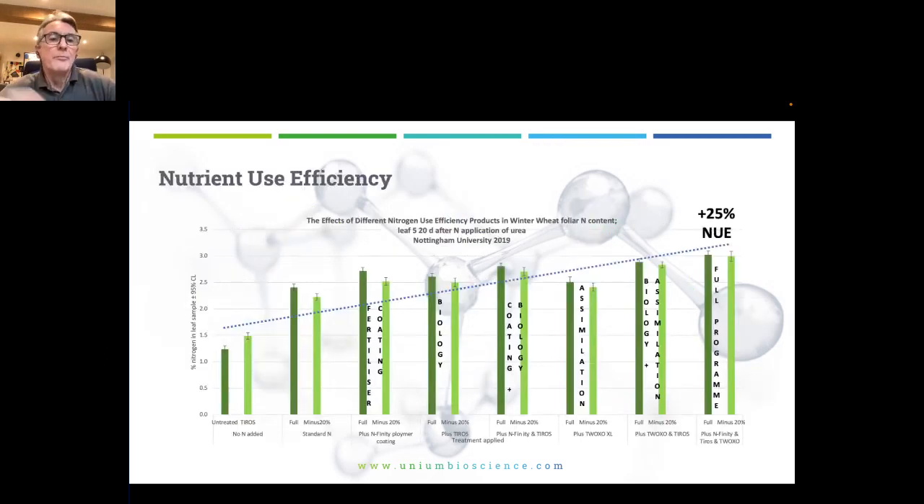When you start to combine all these different things, and this is some work from Nottingham University, whether it's with a fertilizer coating, applying biology, a combination of the two, and then assimilation, and then applying a full program here, you can see that you can move that nitrogen use efficiency by up to 25%. So if we know that 50% is not seeing the crop and we can improve it by 25%, then there's a big gap that we utilize in terms of cost saving and efficiencies of our nitrogen fertilizer.